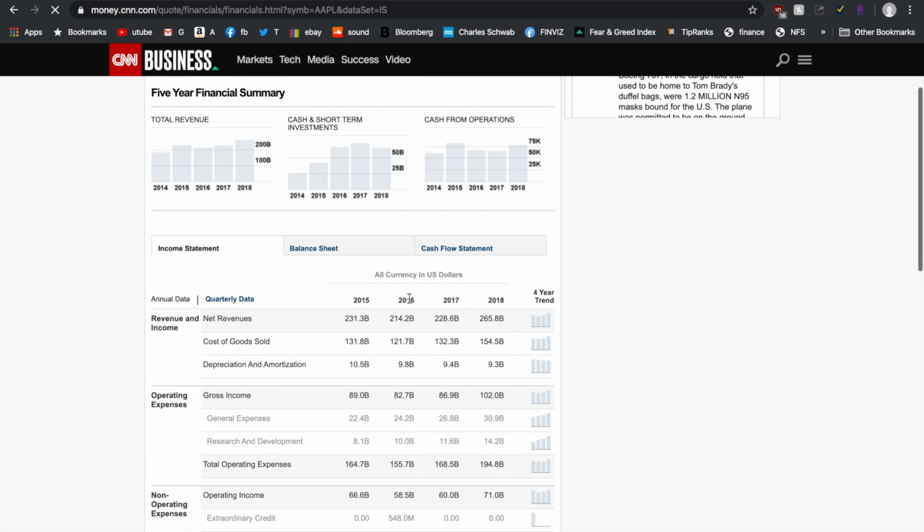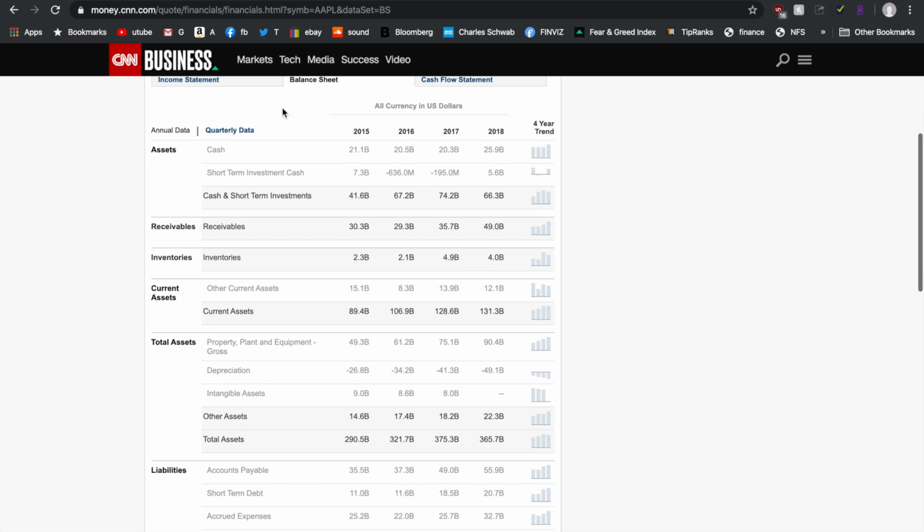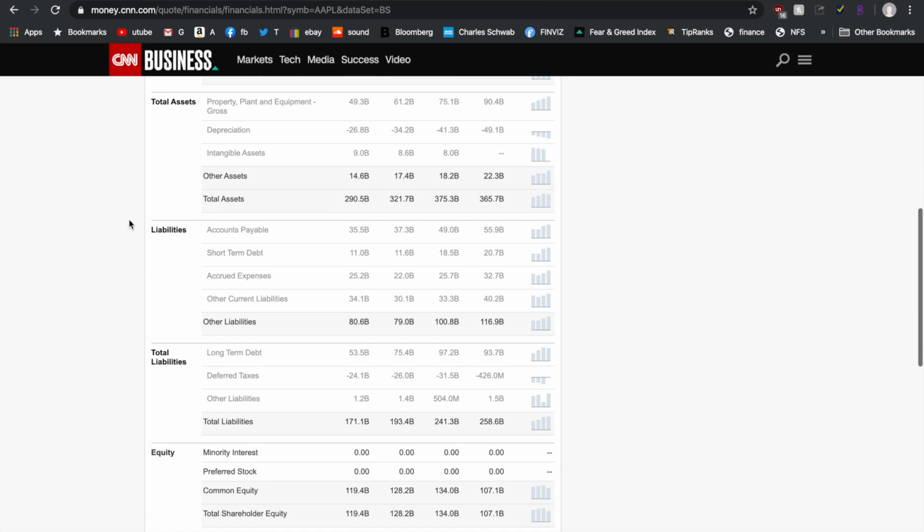Okay, so let's go into balance sheets. The balance sheet basically has the assets. Assets are things that the company owns, and then also the liabilities. Liabilities are the things that the company owes. So these are outstanding things that they owe to other corporations or other banks or anything like that.